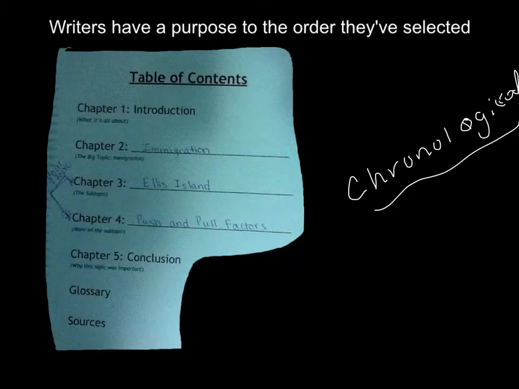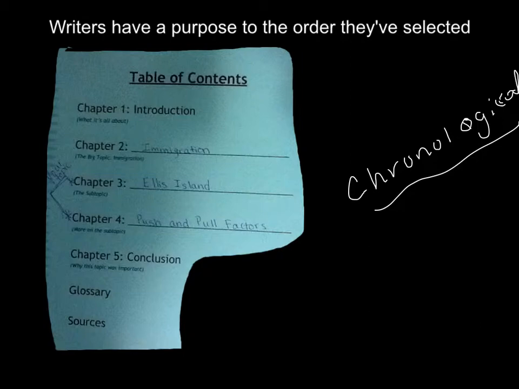I noticed that I start with an introduction, which makes perfect sense. Then I go into my big topic, immigration. Next, I talk all about Ellis Island. Ellis Island is the location where immigrants often came through first. After I talk about the island, then I'm talking about reasons that people would be coming to the island. And finally, my conclusion.